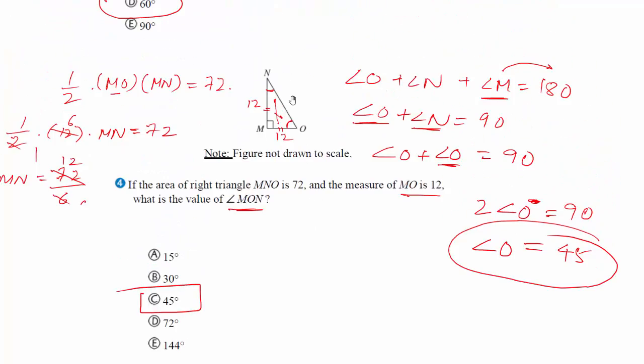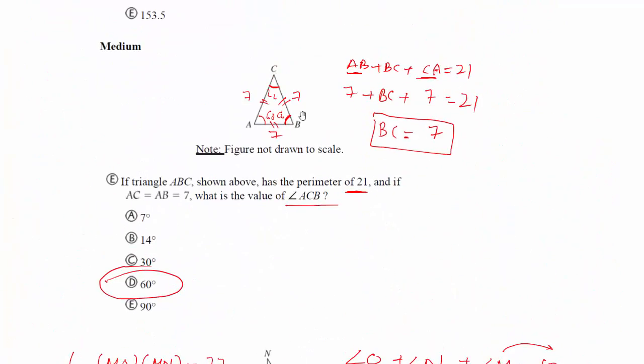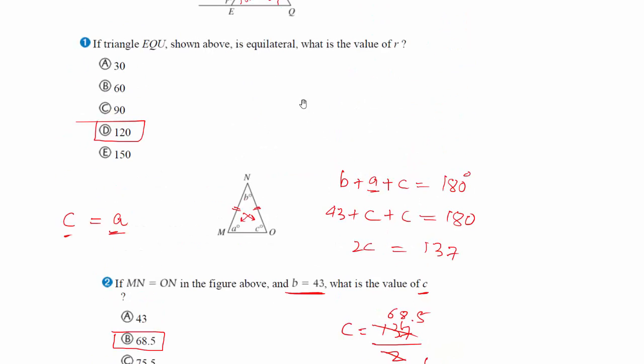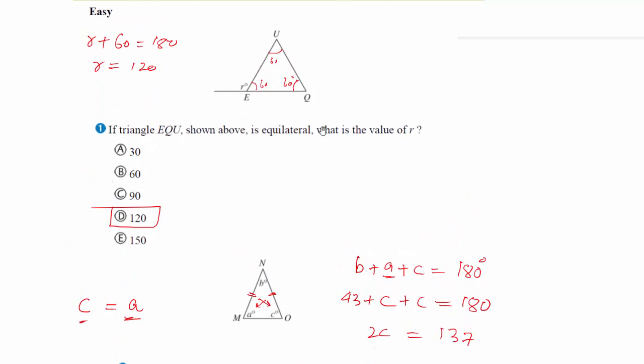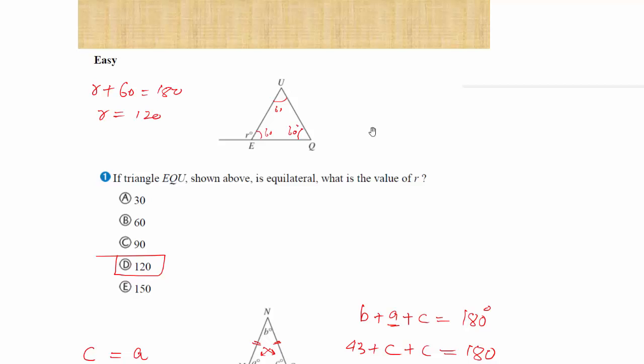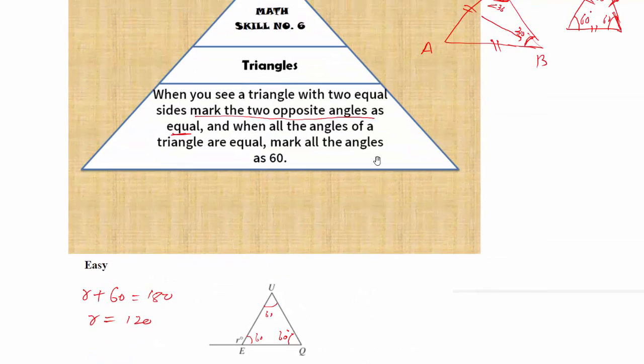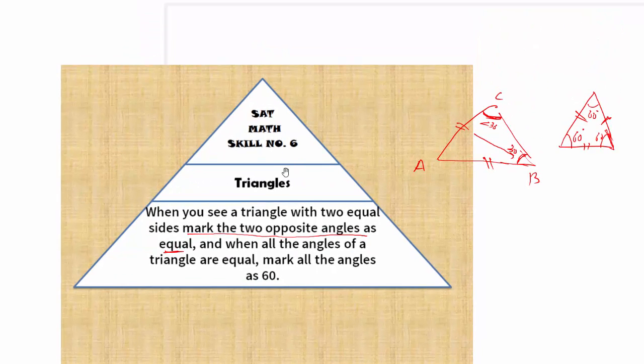So this was all about isosceles triangles and equilateral triangles. When you have all three sides equal, then the angles will also be equal, and they'll be 60. And if you have two sides equal, then the opposite angles will also be equal, and that depends on the question. So SAT math skill number 6 is done.